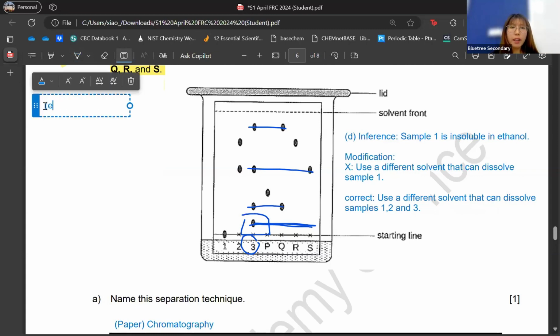Okay, so to answer part E, let teacher Bell introduce our BlueTree answering technique for explanation questions in secondary school. So it is what we call the ICE method. I would be identify your answer. Okay, similar to your primary school, choose a choice or select a choice. The next part of ICE will be C, and C is what we call compare your evidence.